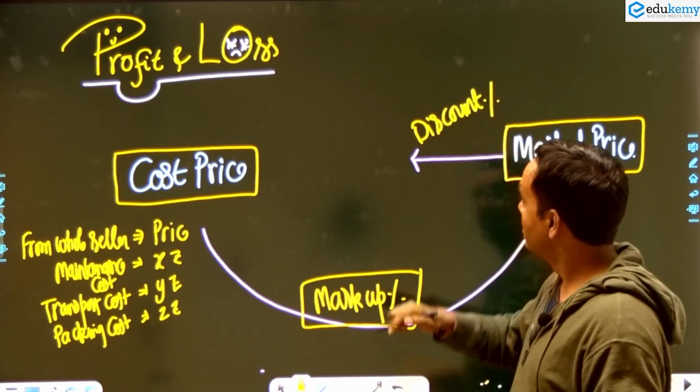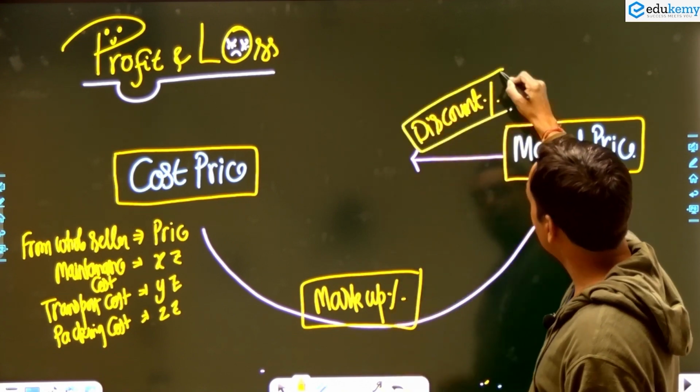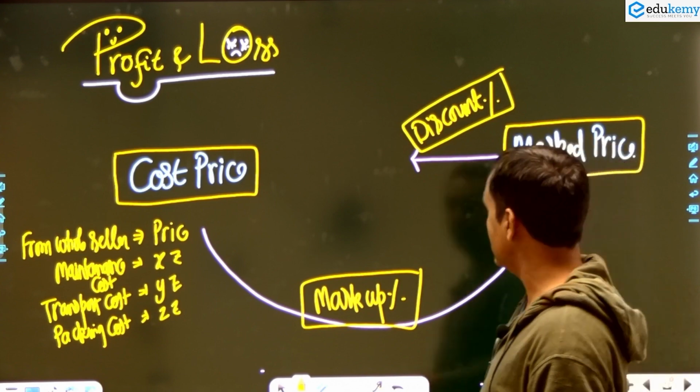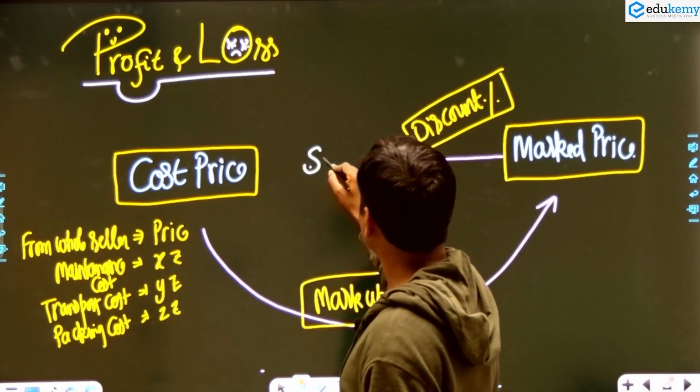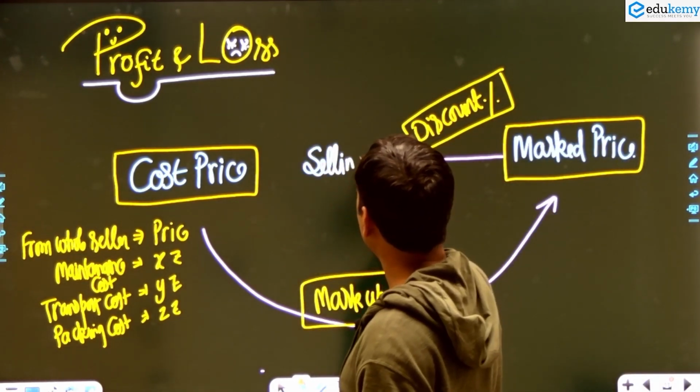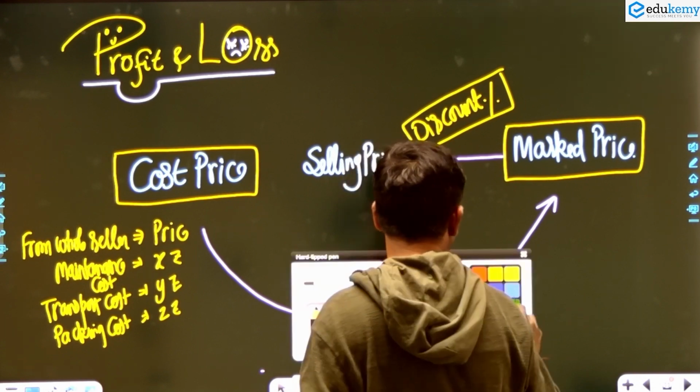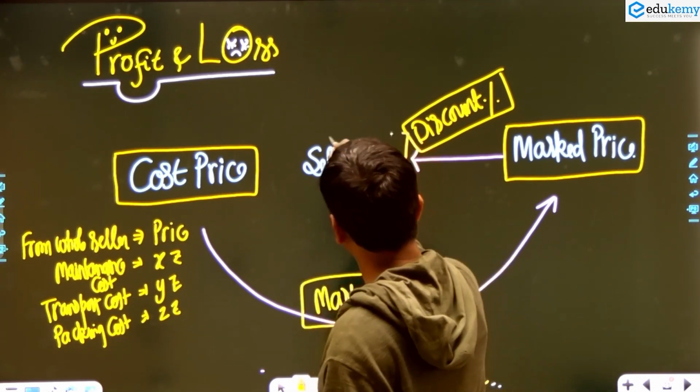Discount percentage. So discount is always given on the mark price, and shopkeeper sells the object to you at the price, this is called selling price. Selling price means the price you will pay to the shopkeeper after discount. It is called the selling price.